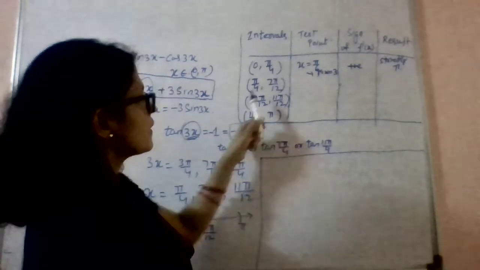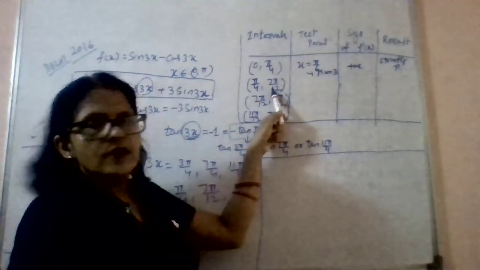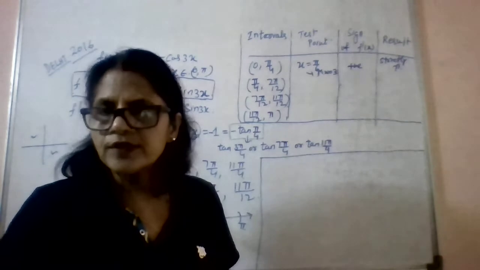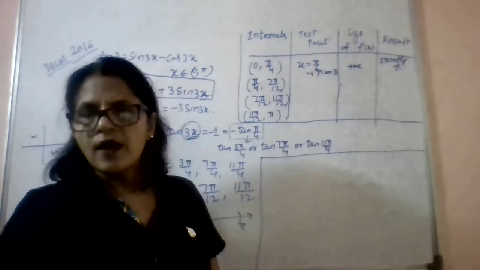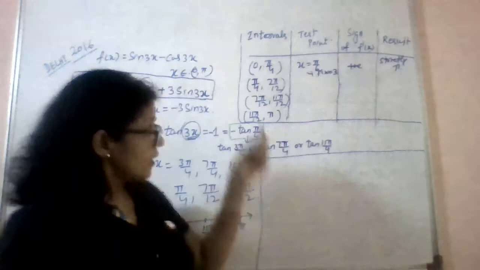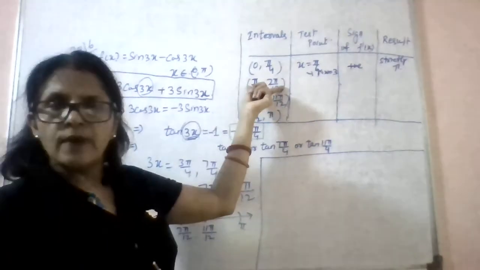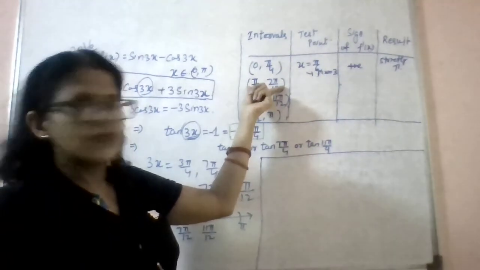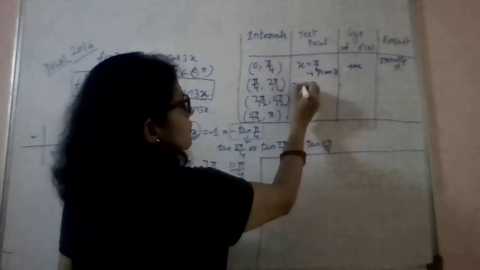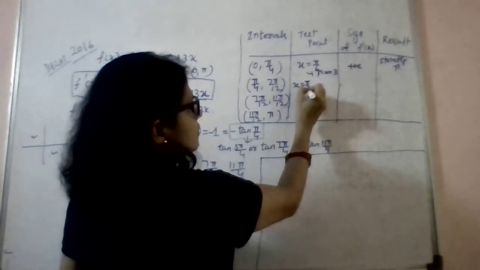The next one is pi by 4 to 7 pi by 12. So now think of a point which is more than pi by 4 and less than 7 pi by 12. I think it will be pi by 3, 60 degrees, right? So we write x equal to pi by 3.